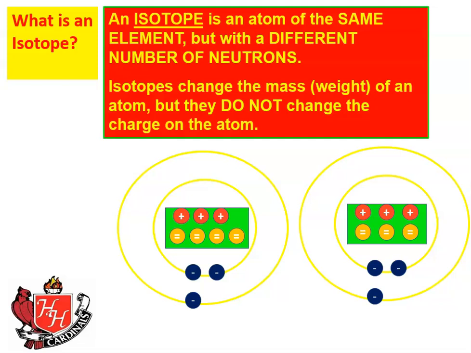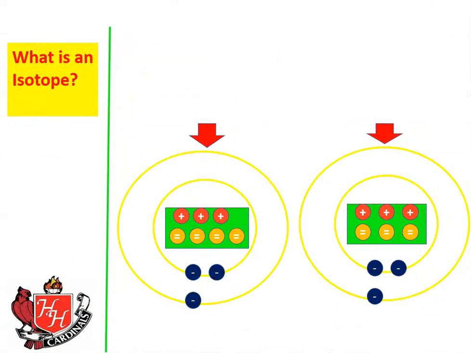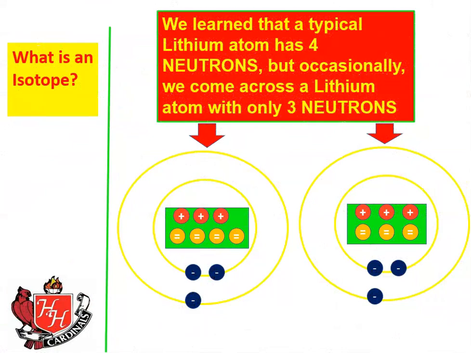That's because neutrons don't have any electrical charge. So you see in both cases, these are two electrically neutral lithium atoms. They have three protons and three electrons, but the atom on the left is heavier than the one on the right. We learned that a typical lithium has 4 neutrons, but occasionally we come across a lithium atom with only 3 neutrons. So that's the example we're looking at.